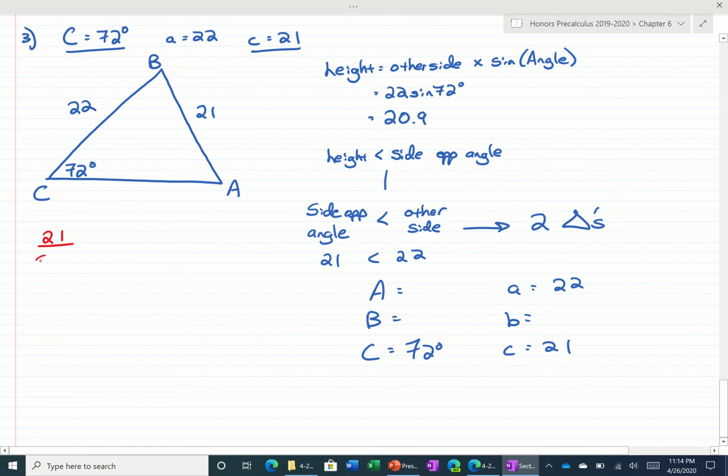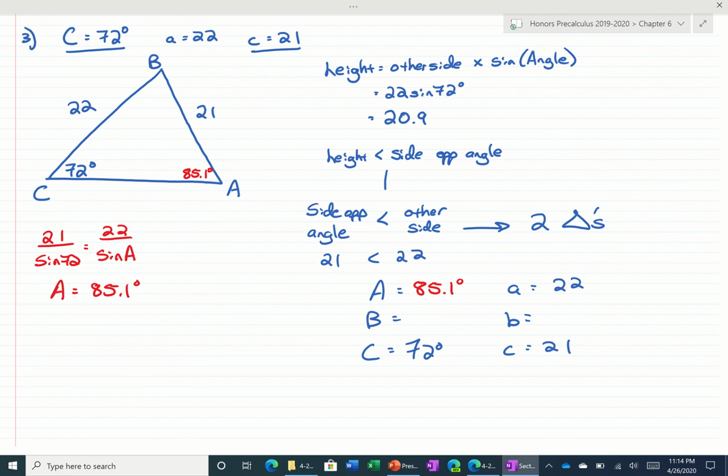Side C over the sine of angle C is equal to side A over the sine of angle A. If you do this and use inverse sine, we did this yesterday for the homework, or you could look at the homework review from today, but 22 times the sine of 72 divided by 21, and if we take the inverse sine of that, we get angle A is 85.1 degrees. So 85.1 plus 72, and if we subtract that from 180, we get 22.9.